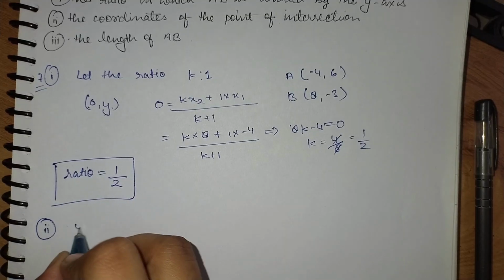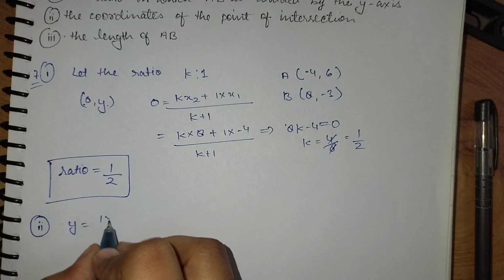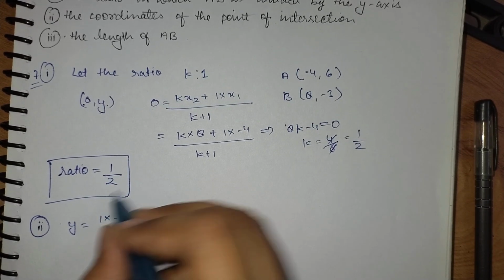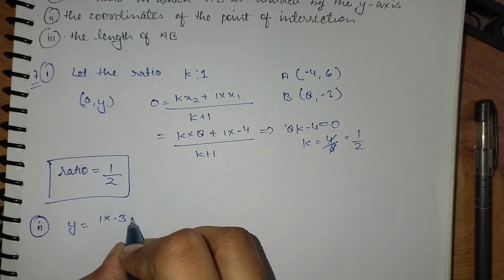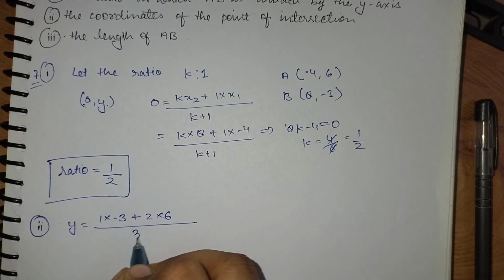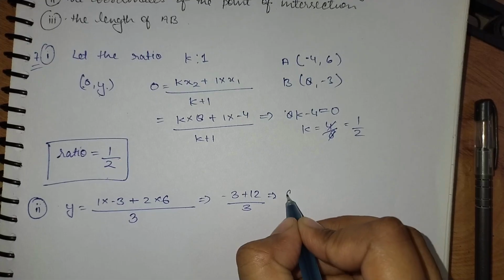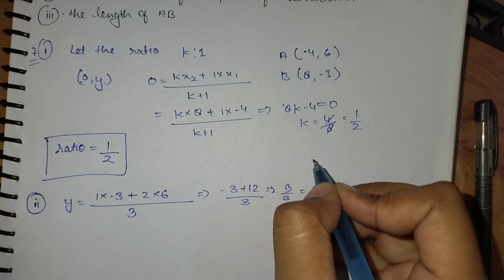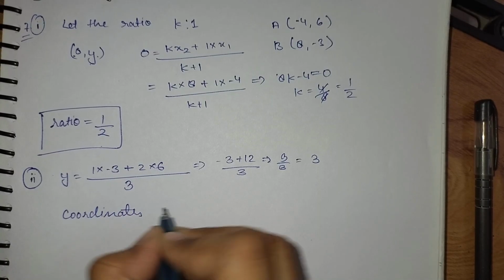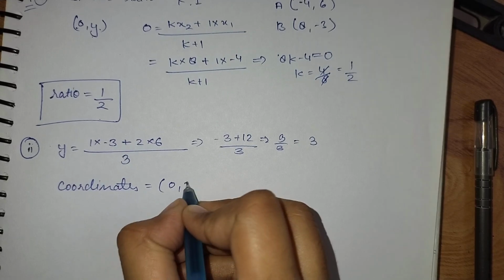The y coordinate we have to find from this ratio. We can find the y coordinate as 1 multiplied by minus 3, where 1 is the ratio here, and 2 multiplied by y1, that is plus 2 into 6, upon the sum of the ratio, that is 3. Again it will become minus 3 plus 12 upon 3, meaning 9 by 3 equal to 3. So the coordinates where the y-axis will intersect AB will become 0 comma 3.